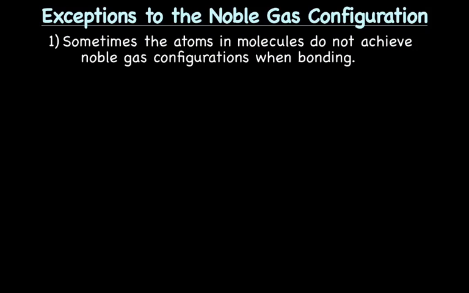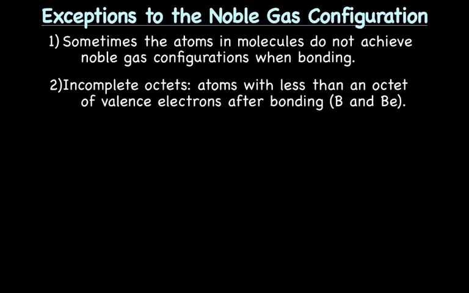Okay, exceptions to the noble gas configuration. Sometimes the atoms in a molecule do not achieve noble gas configuration when bonding. And there are two types of exceptions. The first one is what we call incomplete octets, which probably is self-explanatory. You end up with atoms with less than an octet of valence electrons after bonding. Think about boron and beryllium, and we'll try one in a moment.